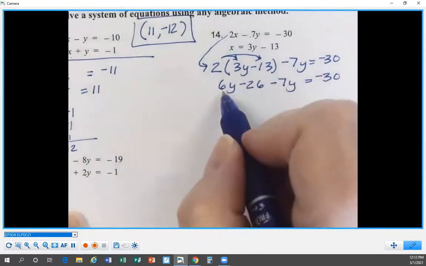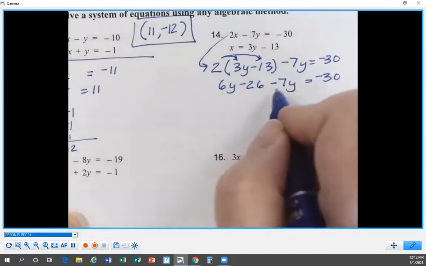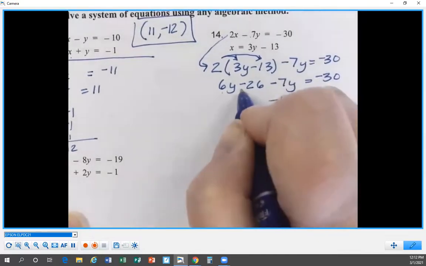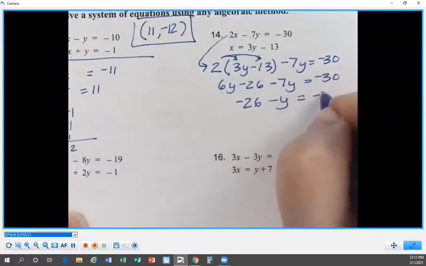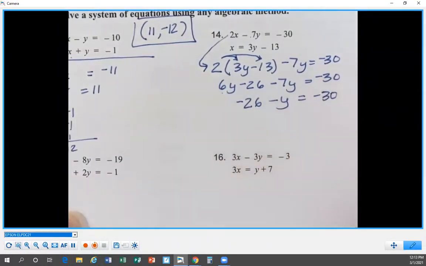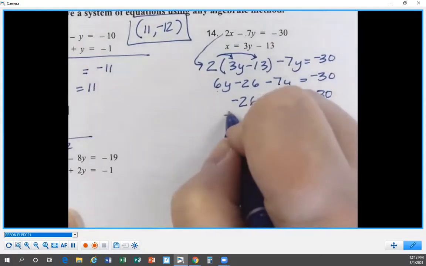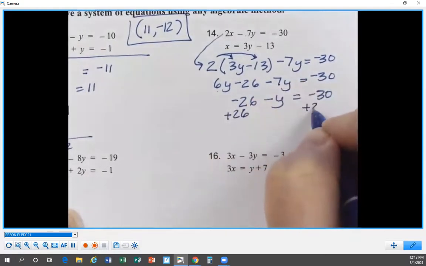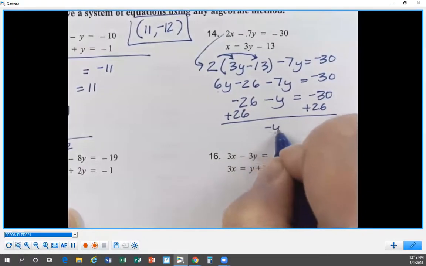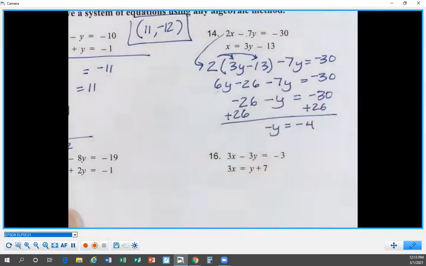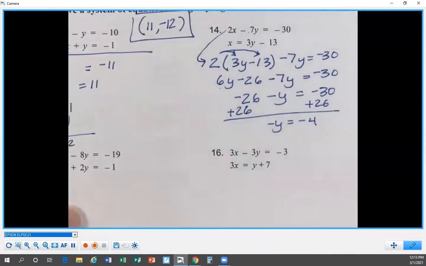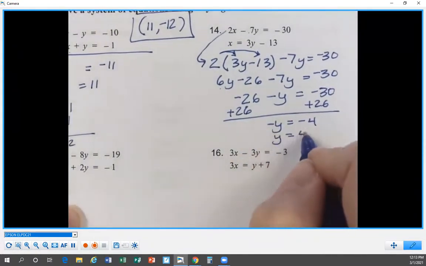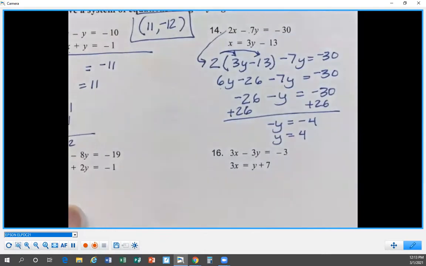Okay, combine like terms, 6y minus 7y is negative y. Bring down the negative 26. Bring down the equals negative 30. Add 26 to each side to get negative y equals negative 4. If a negative y is a negative 4, you can divide each side by negative 1 to find that y is equal to positive 4. So if a negative y is a negative 4, then a positive y is a positive 4.